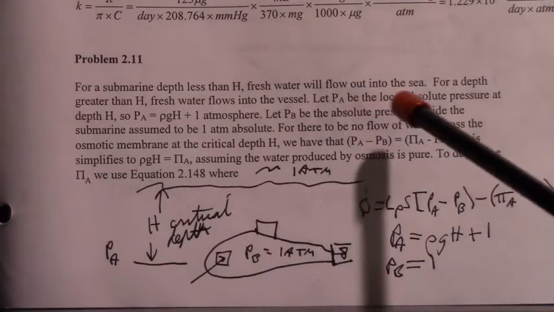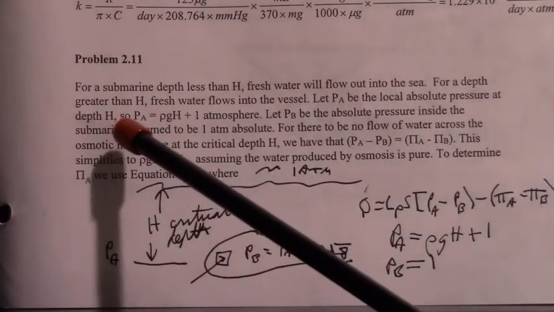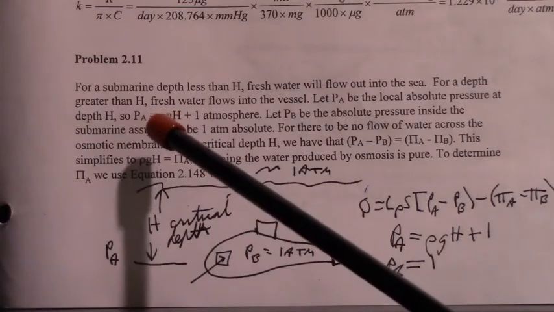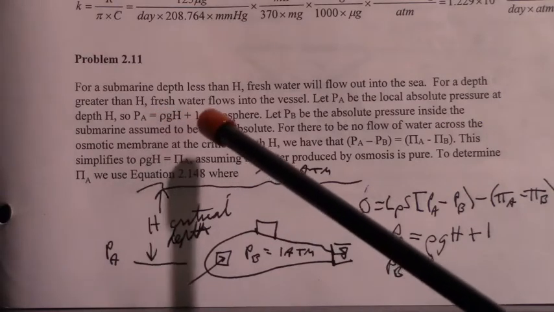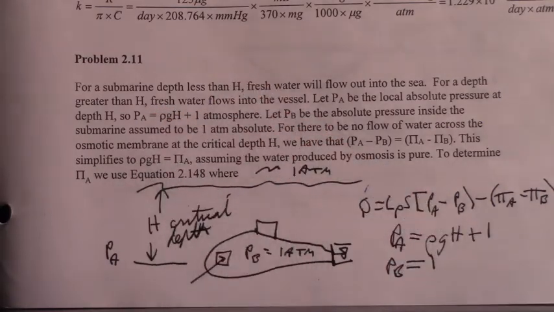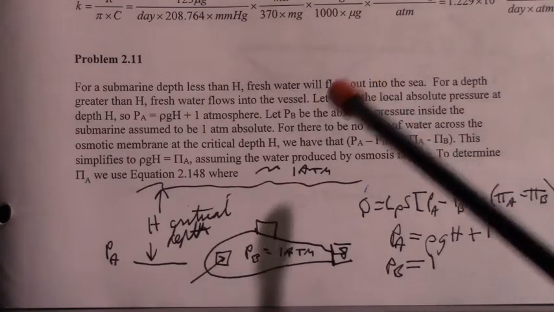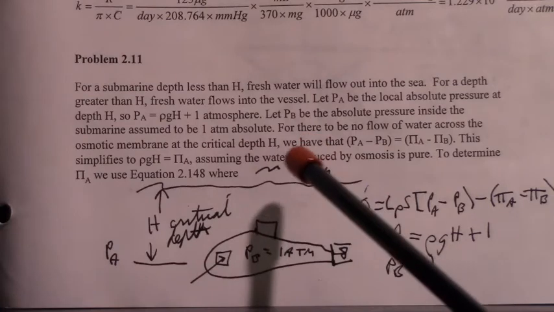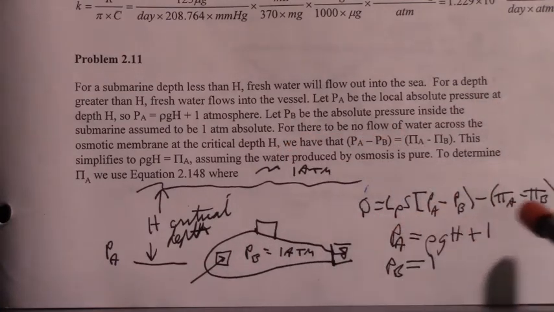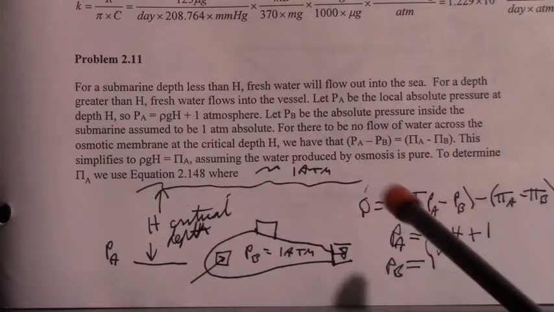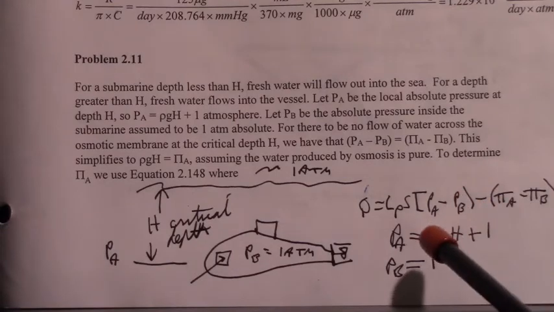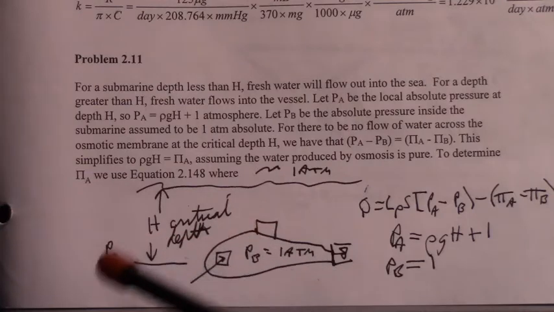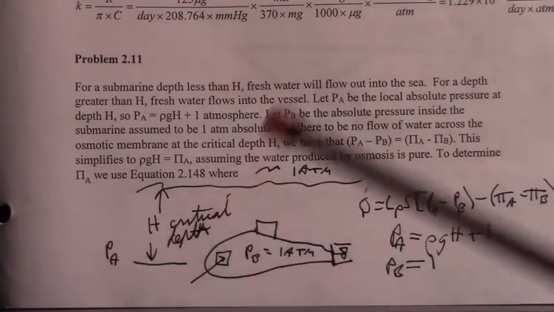So we'll let P_A be the local absolute pressure at the depth. The absolute pressure at whatever depth you're at would be rho g h plus the 1 atmosphere of the air up above. Now, for there to be no flow of water across the osmotic membrane at the critical depth H, we have from our basic Starling equation written like this, and you can see that I wrote Starling's equation in a sense that the flow Q would be positive if it's going into the submarine.